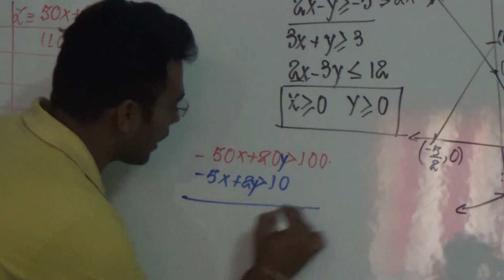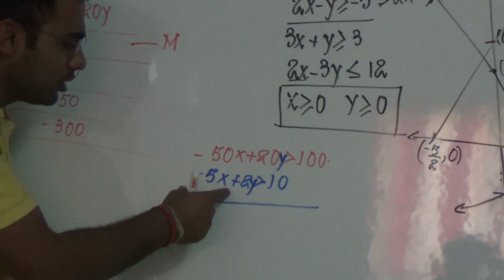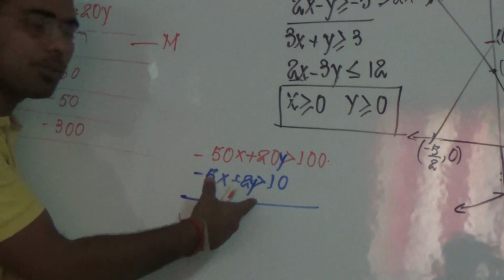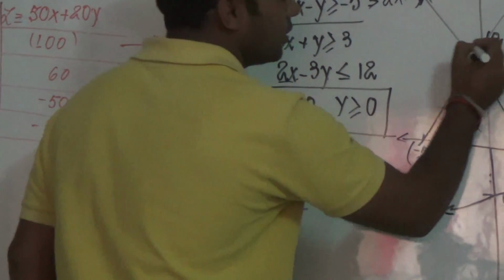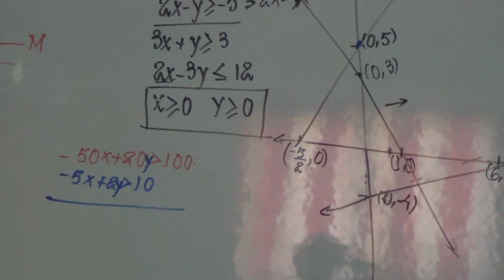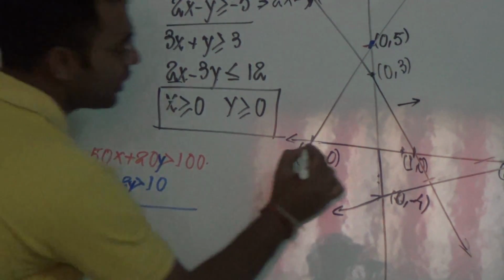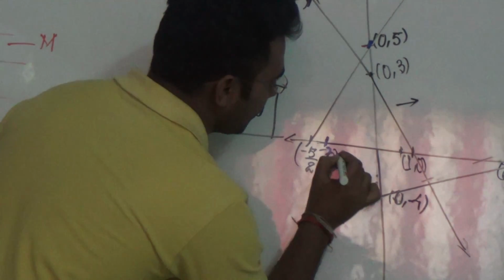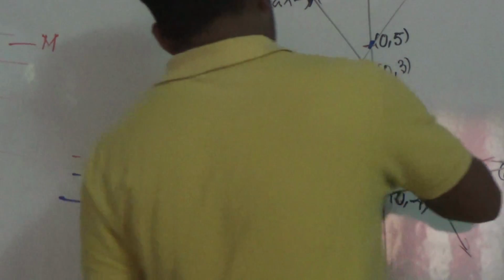Now let's get the points. The y-intercept is 5, so the point will be 0,5. This is the point right here. Let's get the x-intercept. The x-intercept will be negative of 2, 0, somewhere over here. Negative of 2, 0. Let's just join these two points.